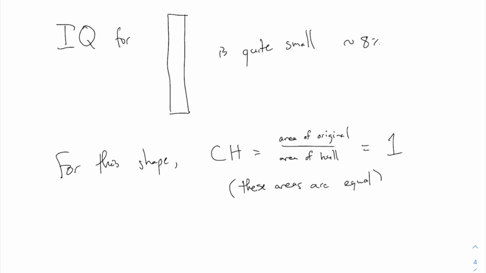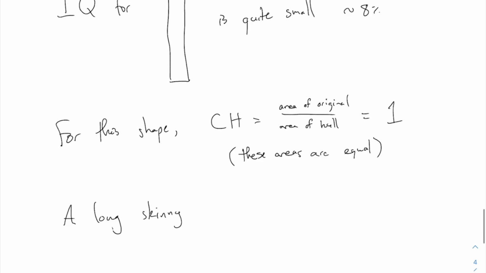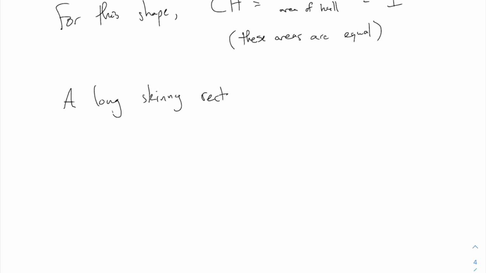All right, so can I just say a long, skinny rectangle, like myself, has a great convex hull score, but very bad isoperimetric quotient score.